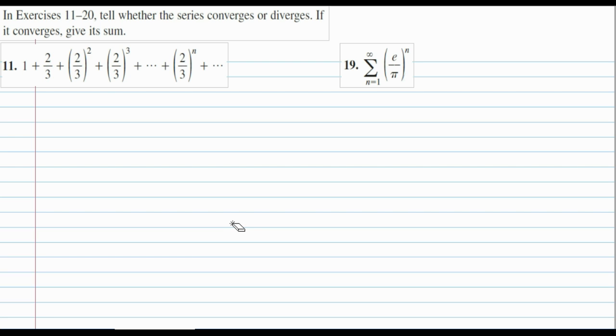Now try problem number 11 says tell whether the series converges or diverges. If it converges, give its sum. Well, we have 1 plus 2/3 plus 2/3 squared plus 2/3 cubed, etc. So really we have 2/3 to the 0 in this first term. That's fine.